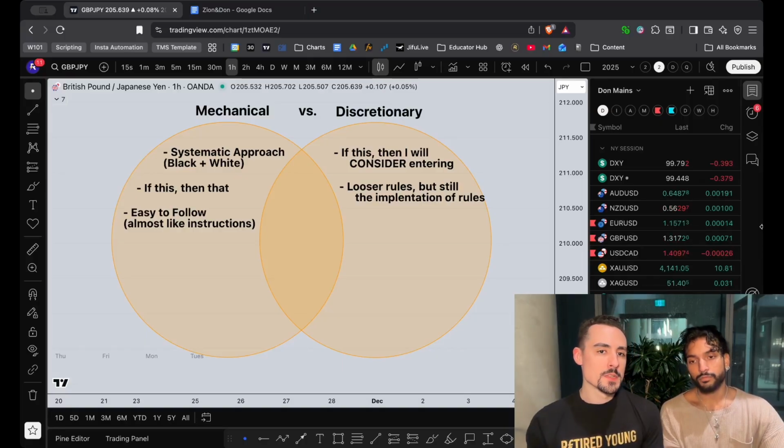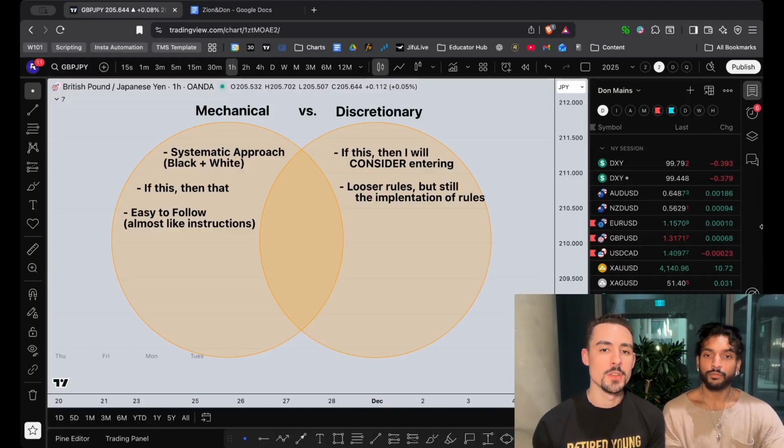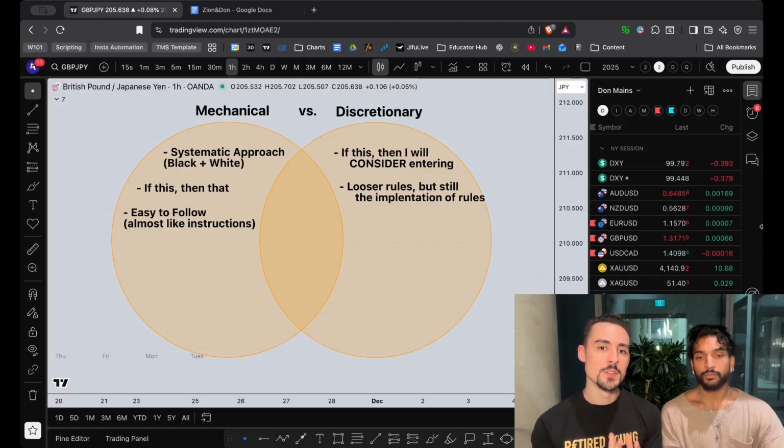So obviously, with that being said, with mechanical and discretionary trading, there are pros and cons to each. It really just depends on you as an individual. Do you want to give yourself leeway, or is it literally black and white? Do you want to have that discretion or not?